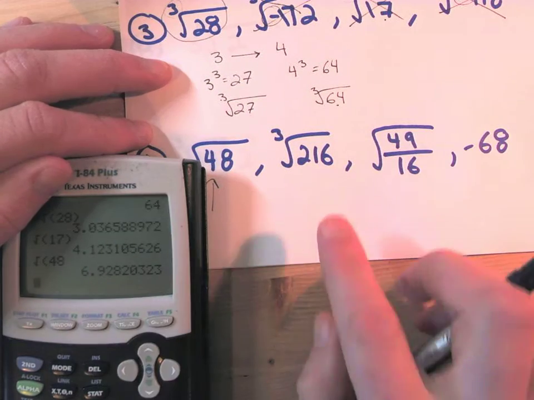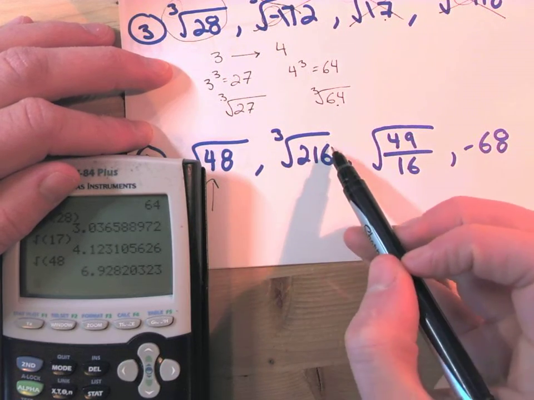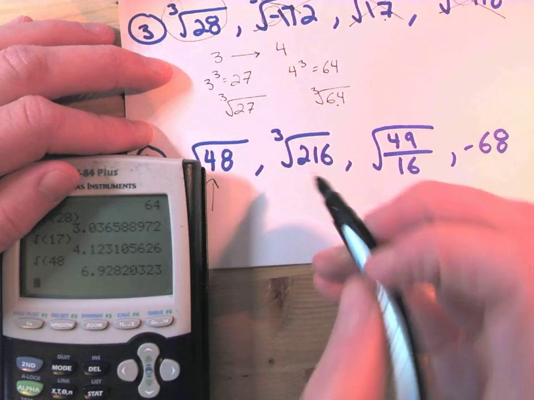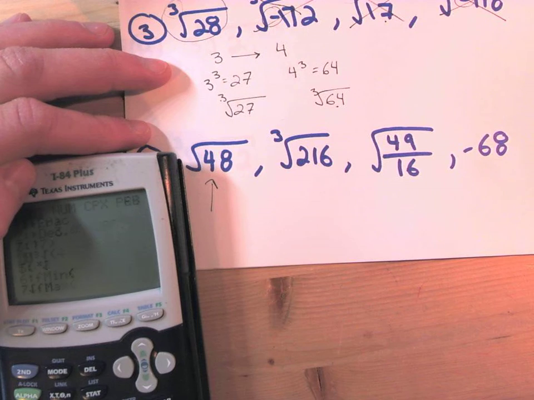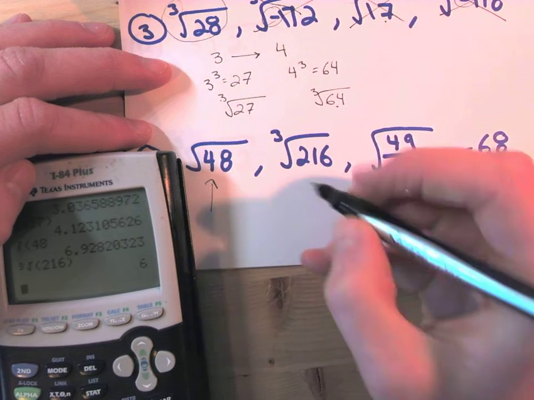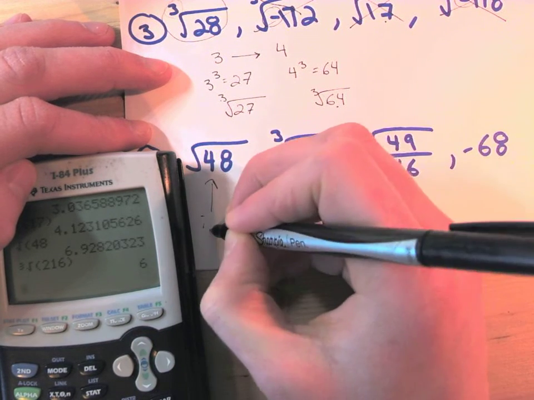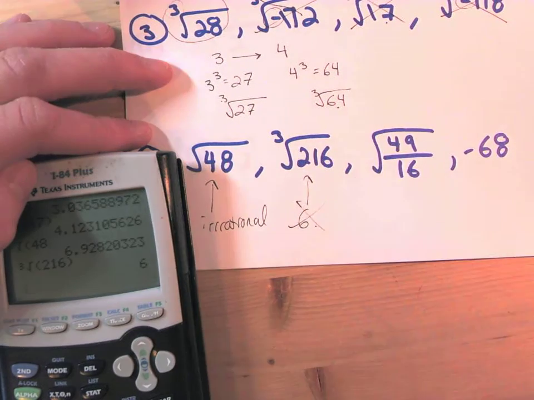Now let's try cube root of 216. Okay, if we don't know how to do it in our calculator, we can do prime factorization, the one in the radical. All right, so math, cube root 216, and we get a 6. So that's just a 6. This one is irrational. This one's not, because it's just a 6.